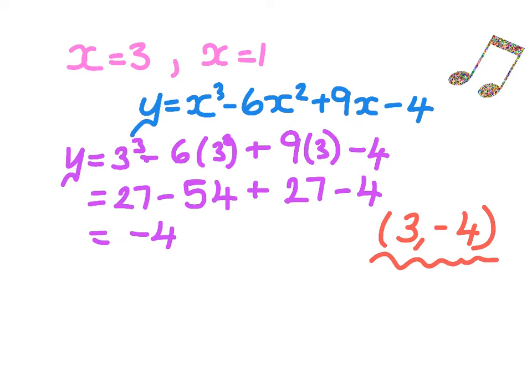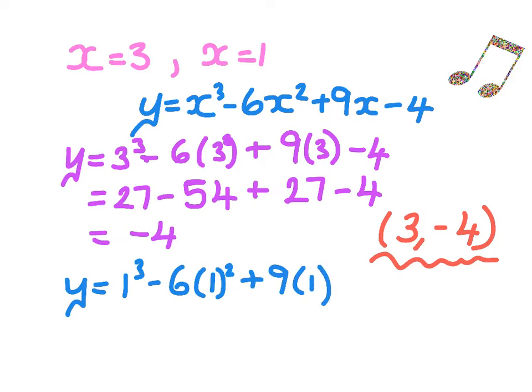Okay, now I'm going to do when x is equal to 1, same way. y is equal to 1 cubed minus 6 times 1 squared plus 9 times 1, take away 4, which is 1 minus 6 plus 9, take away 4, which gives us 0. So our second coordinates 1, 0.